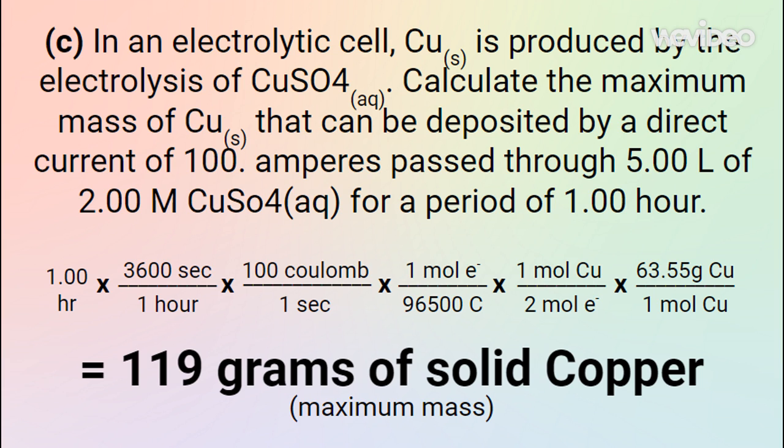Using stoichiometry, we can convert from hours to grams. Using what we are given, we take 1 hour divided by 1 hour, multiply by 3,600 seconds divided by 1 hour, multiply by 100 coulombs divided by 1 second, multiply by 1 mole electron divided by 96,500 coulombs, multiply by 1 mole copper divided by 2 moles electrons, which is the number of electron moles in the half reaction equation, and multiply by the molar mass of copper, which is 63.55 grams per mole. With this calculation, we get 119 grams of solid copper.